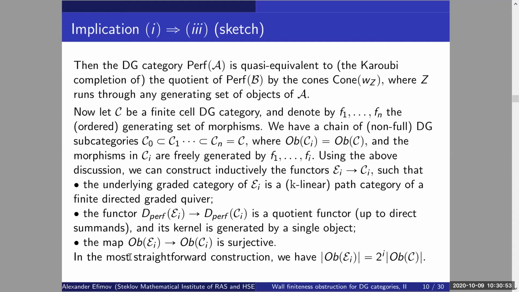And in the most straightforward construction of this compactification, we have these doublings. So the number of objects is 2 to the i times the number of objects of C. And often, of course, you can do it much more economically. It's just that if you do it in the most straightforward way, you get these doublings.